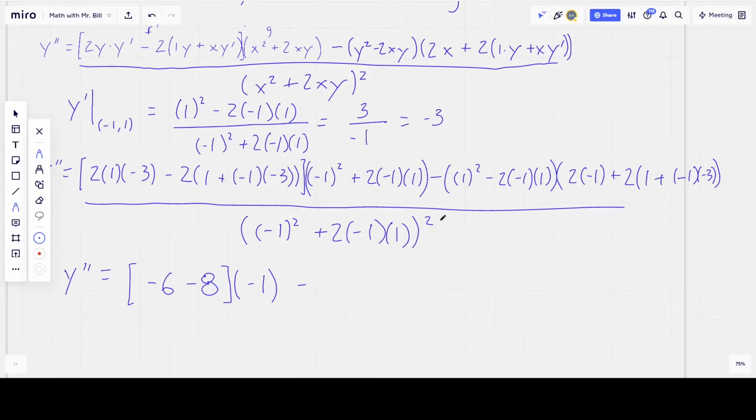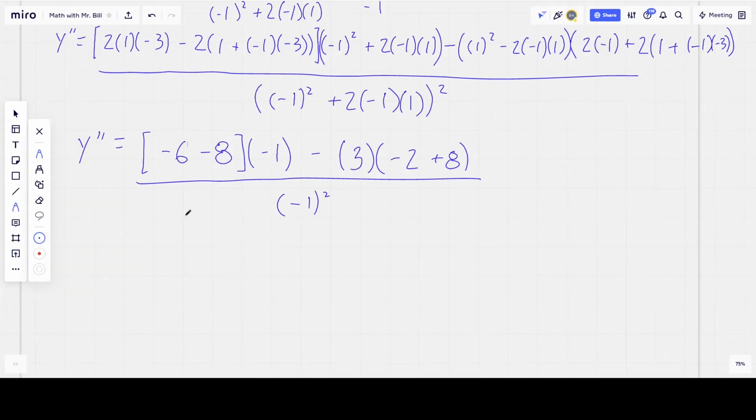Minus, and then in our first factor here, we've got 1 minus 2 times negative 1 times 1, so that's 1 plus 2, so that's 3, times negative 2 plus 1 plus 3, so that's going to be plus 8 there. And then all over. So we get 1 plus negative 2. So 1 minus 2 is negative 1. And that whole thing is squared. Okay.